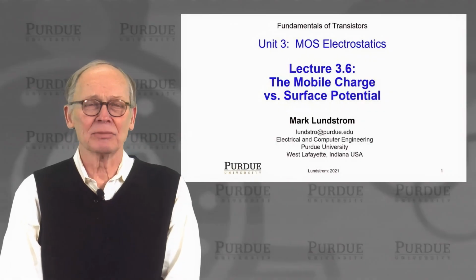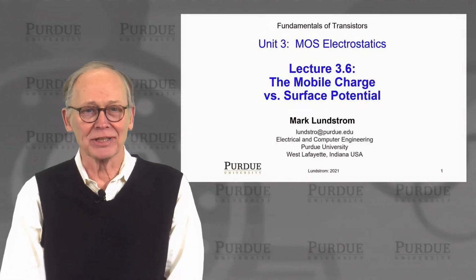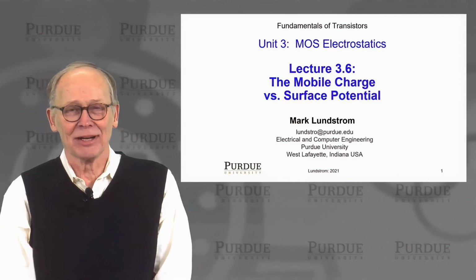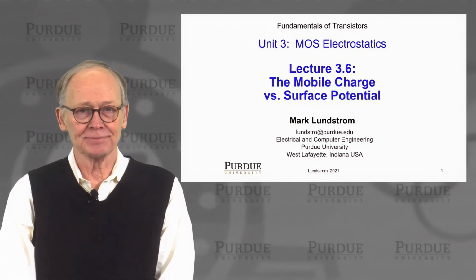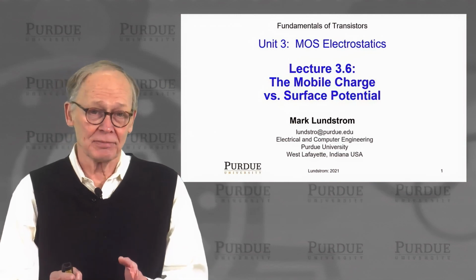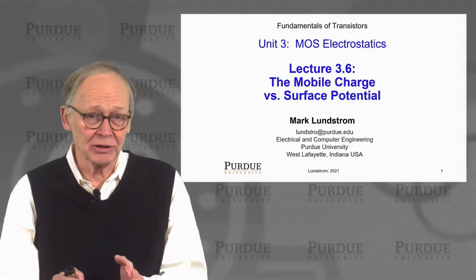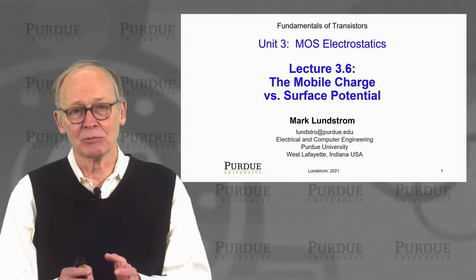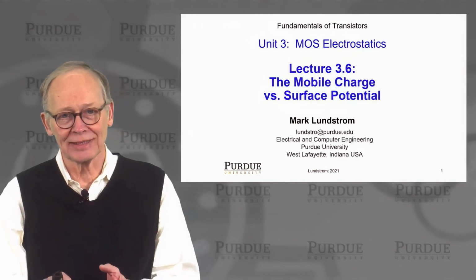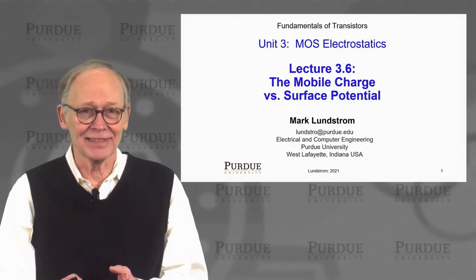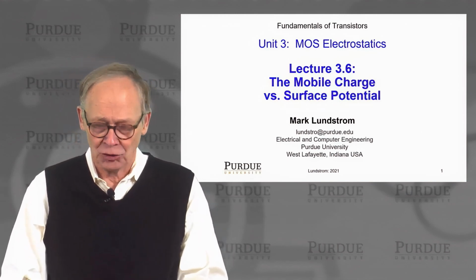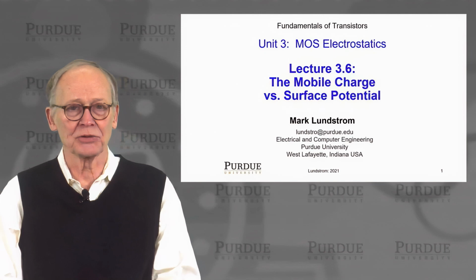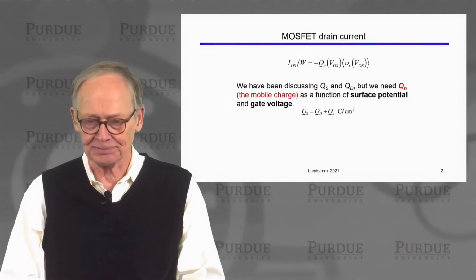Okay, welcome back to this long unit. I hope you're sticking with me. We're going to talk about the mobile charge in the next two lectures. The mobile charge is the mobile electrons for an N-channel MOSFET, the mobile holes for a P-channel MOSFET. These are the carriers, the charges that carry the current in the transistor. So we'll talk about mobile charge versus surface potential in this lecture.